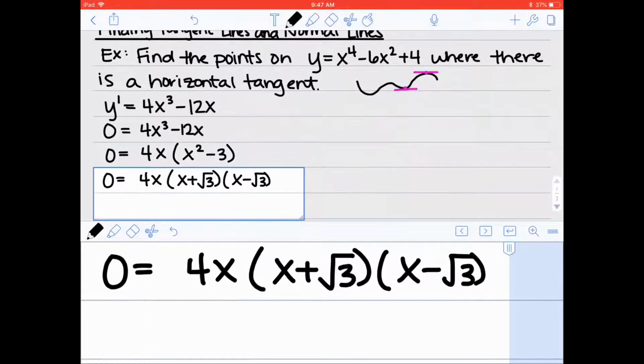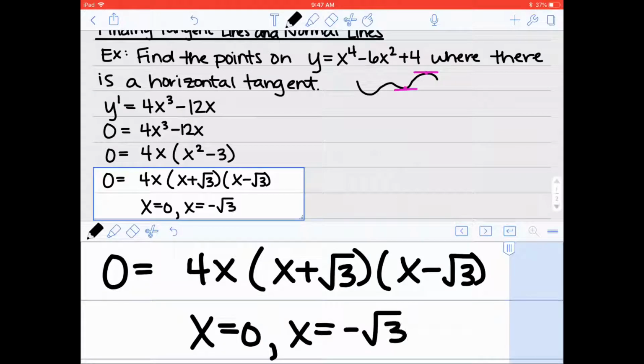Okay, so right now I'm still doing that process where I'm solving for where the derivative equals 0, because the derivative represents the slope at the tangent, and the slope at a horizontal tangent would be 0. So at x equals 0, x equals negative root 3, and x equals positive root 3, those are the 3 different locations where we have a slope of 0 on that curve. And if you were to graph the curve and plug in those x values and see where they're located on the curve, then those answers would make a lot of sense.